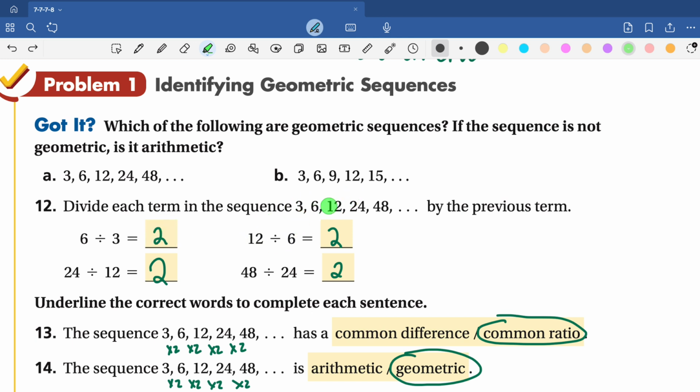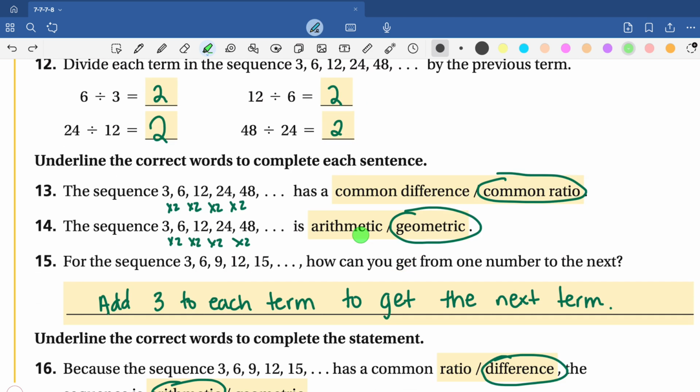I look at 12 divided by 6. I look at the third term divided by the second term, and I get 2. I look at 24 divided by 12. I get 2. I look at 48 divided by 24. I get 2. So there is a common ratio here, and in that case, it is a geometric sequence. So the sequence 3, 6, 12, 24, 48 has a common ratio, and so therefore the sequence is geometric.